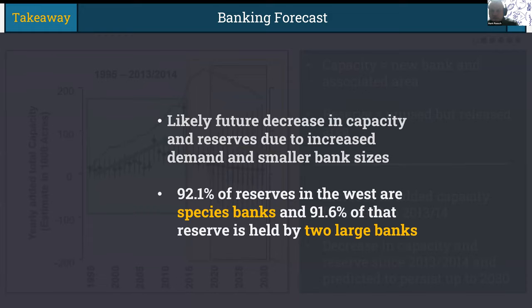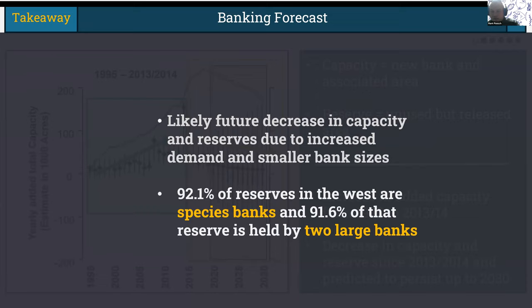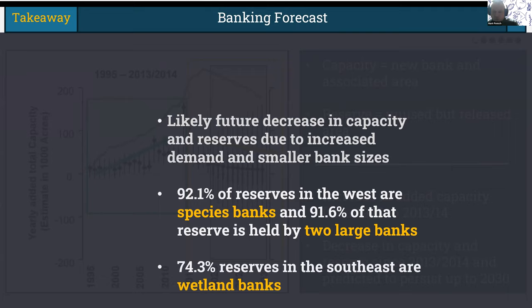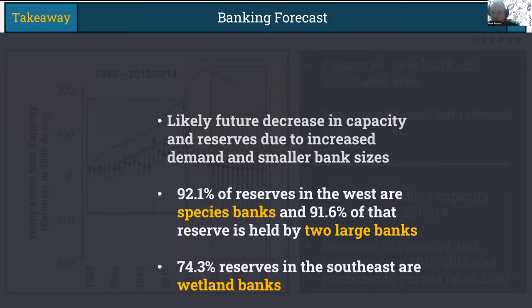However, when we delved into it, 92% of the reserves that had capacity in the West were species banks, and 91% of the reserves that had capacity were held in only two very large banks, which begs the question of whether that truly is capacity if you're really focusing on one banking type, species, and across only two very large banks. So that's an important bottleneck to consider. Capacity may seem to be okay, but where are the bottlenecks? Similarly, in the Southeast, we noted that 74% of the reserves were in wetland banks. So where we need these banks to occur may not be for the species or the banking types that we really want to be there.